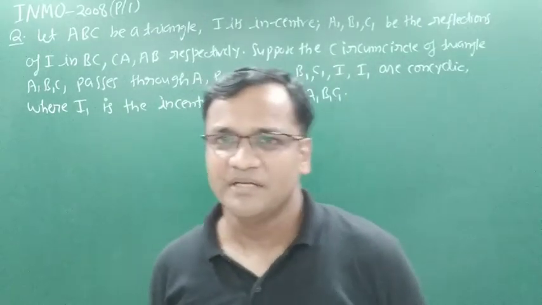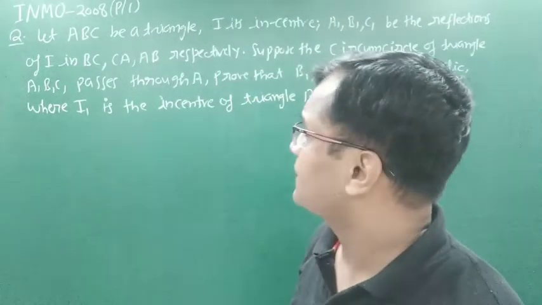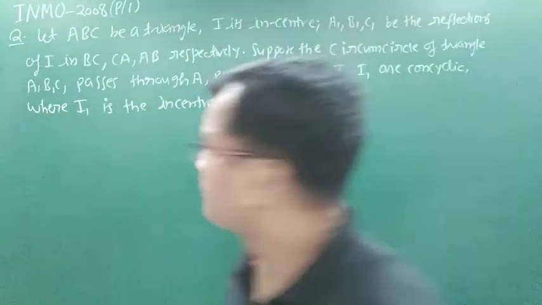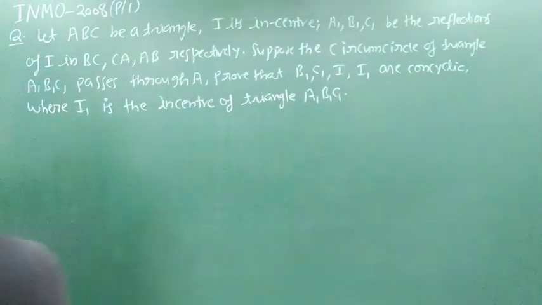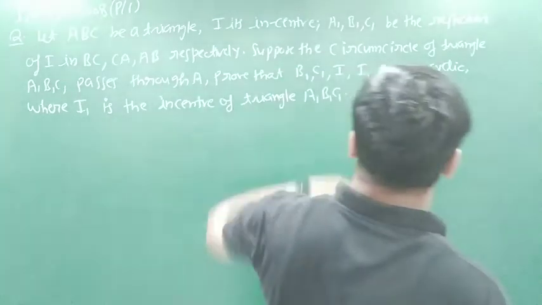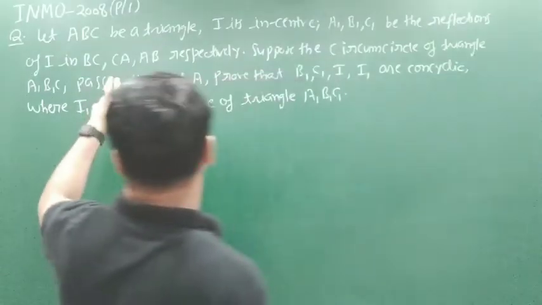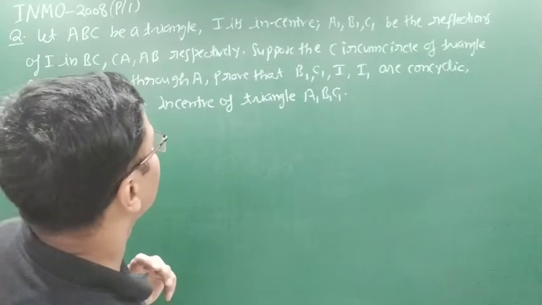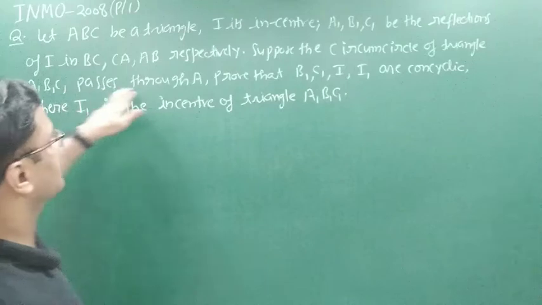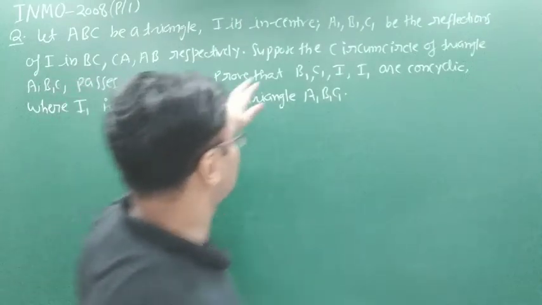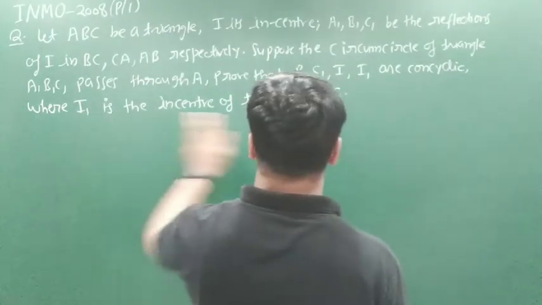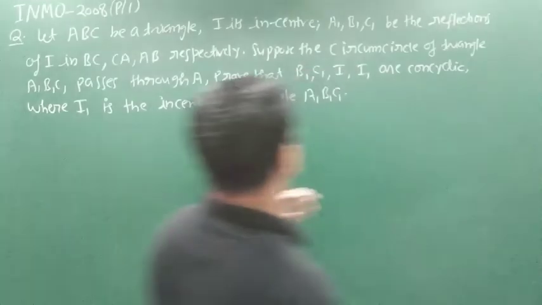Hello everybody. In this lecture, I am going to solve 2008 Indian National Mathematics Olympiad problem number 1, and it is a nice geometry problem. In this problem, we are given triangle ABC with I as its incenter, and A1, B1, C1 are the reflections of I in BC, CA, AB respectively. Suppose the circumcircle of triangle A1B1C1 passes through the point A. We have to prove that B1, C1, I1 are concyclic, where I1 is the incenter of triangle A1B1C1.